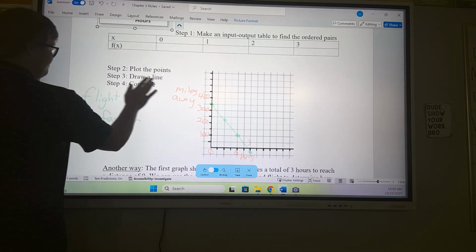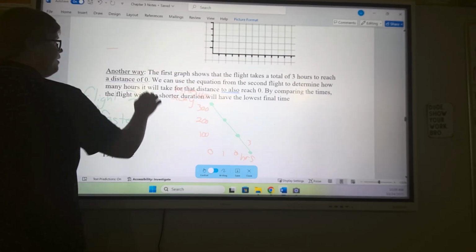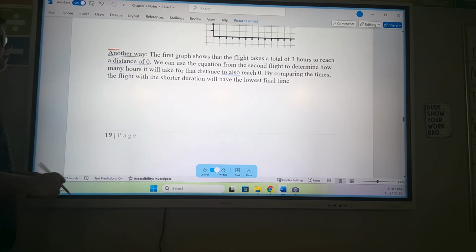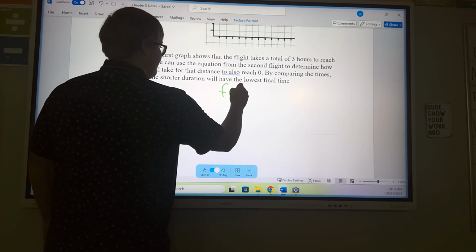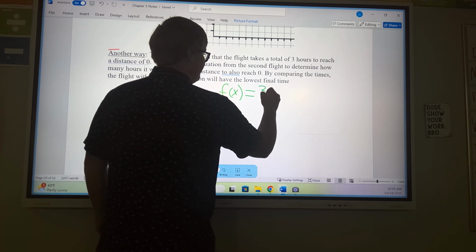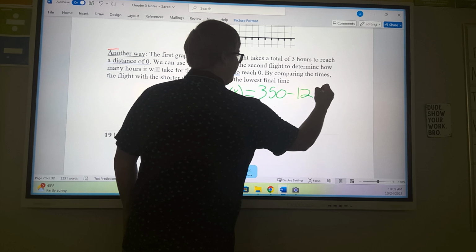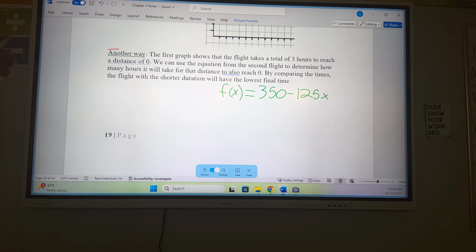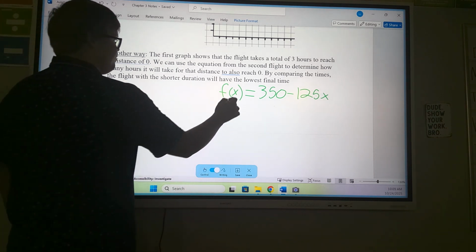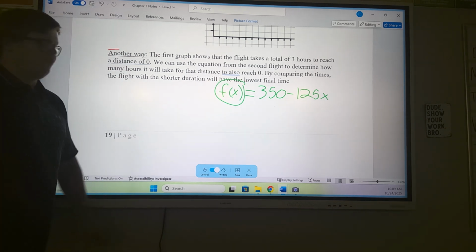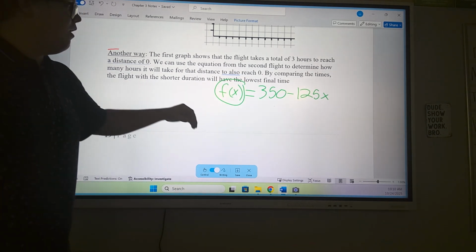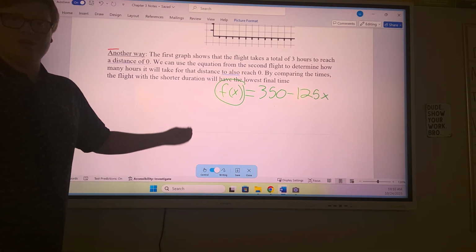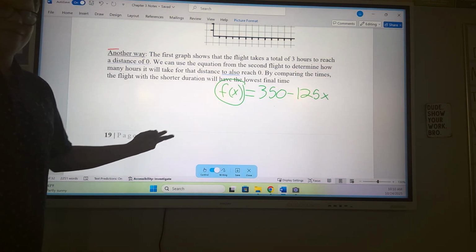So another way that you guys can solve this is without graphing. We know that our equation was, I think it was f of x equals 350 minus 125x. Okay. So up there, it talked about what miles represented, and our miles away was represented by f of x. So if we're trying to find the amount of hours, which was x, all we have to do is put a 0 in for the miles, because we know that once we get to 0 miles, we've reached our destination. So let's figure out how many hours it takes for that second flight.